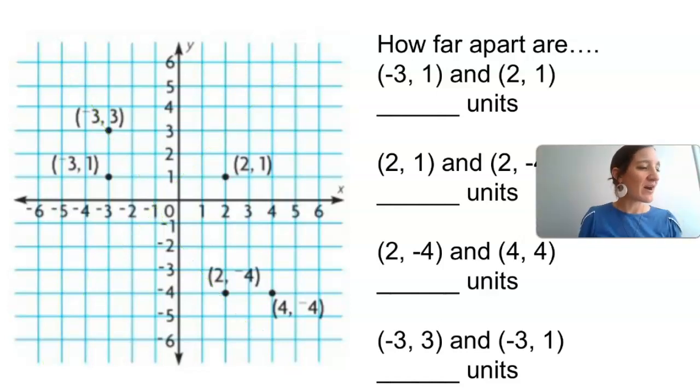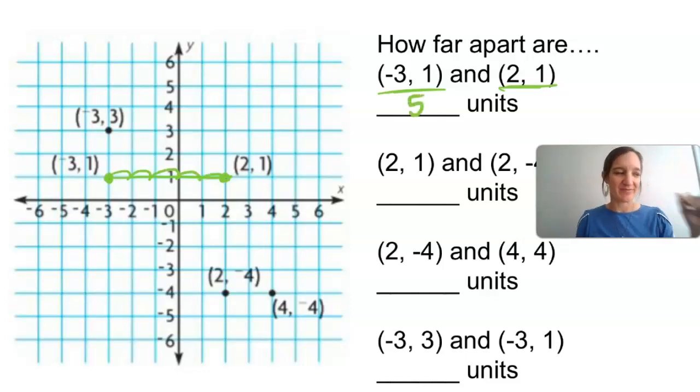Okay, so on this first one, we're going to find the distance between (-3, 1) and (2, 1). So in your notes, that's this one to this one. And we can see that's 1, 2, 3, 4, 5 units. We okay there? The next one is (2, 1) to (2, -4). So that's a distance of 1, 2, 3, 4, 5 units as well. Oh, sorry, you couldn't see the -4. You've got it in your notes.